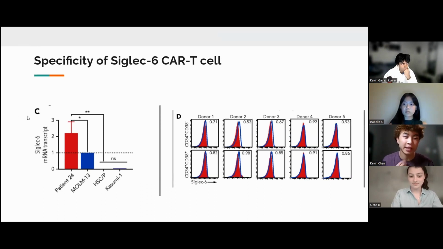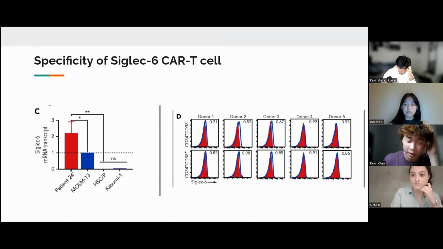In Figure C, they did a PCR analysis on the Siglec-6 mRNA transcript, like before. Patient 24 was highly leukemic, and MOLM13 is an AML cell line. So they have higher levels of Siglec-6, but Siglec-6 was not expressed on HSC, hematopoietic stem cells, or just natural cells, and the Kasumi1 control. It shows how Siglec-6 is a target on these leukemic cells. But if you have that CAR T cell screening for Siglec-6, it won't identify these natural cells that you want to keep. So it's not affecting anything that it doesn't need to affect.